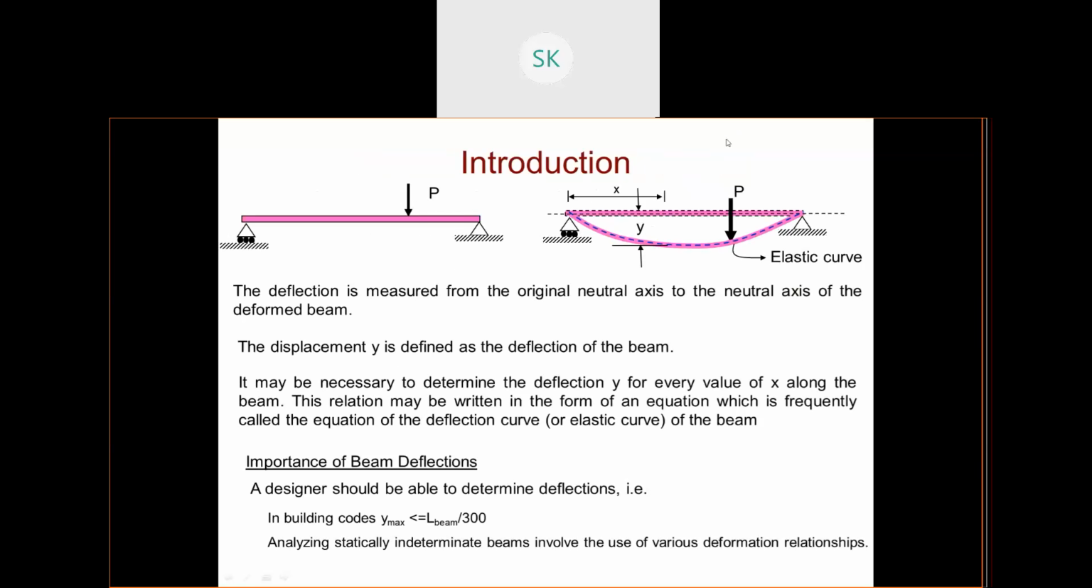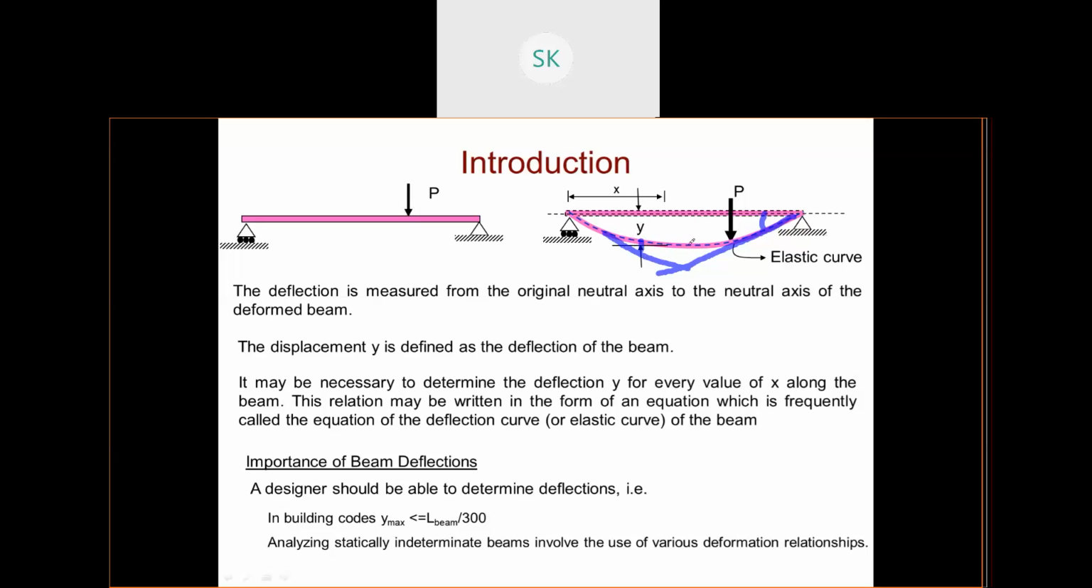What is slope? It is the angle in radians measured between the tangent to the elastic curve and the original axis of the beam. This is the original axis. If I draw a tangent at this point, the angle made by this tangent with the original axis is your theta. It tells at what angle the deflection curve is moving.